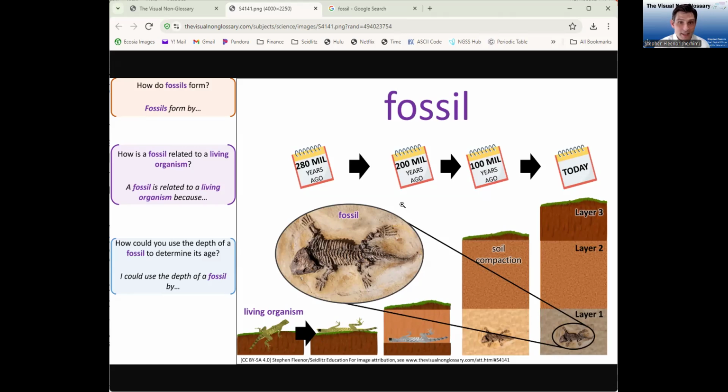In addition, the Visual Non-Glossary offers 3 guiding questions for every single vocabulary word and every single visual. And these guiding questions are designed to be aligned to Bloom's taxonomy at different levels. And they're designed to have students practice using these vocabulary words in different contexts. So in all 3 of these questions, the stem uses the word fossil so that students are going to be practicing using the word fossil verbally with their peers, as well as in a whole group setting in structured conversations.